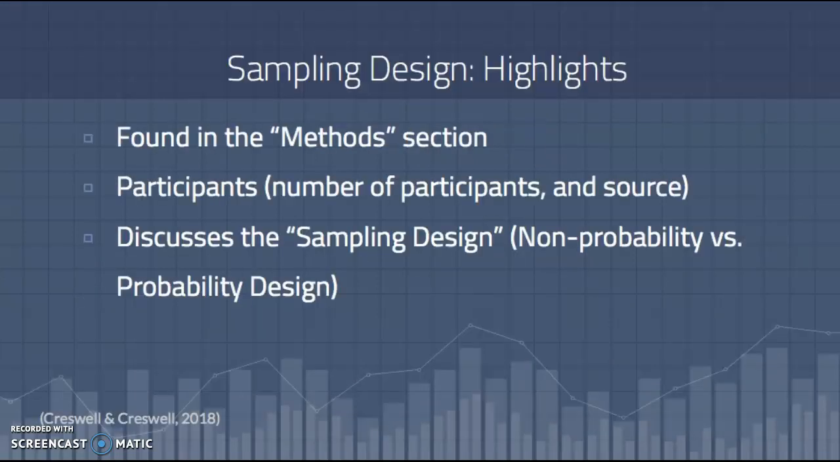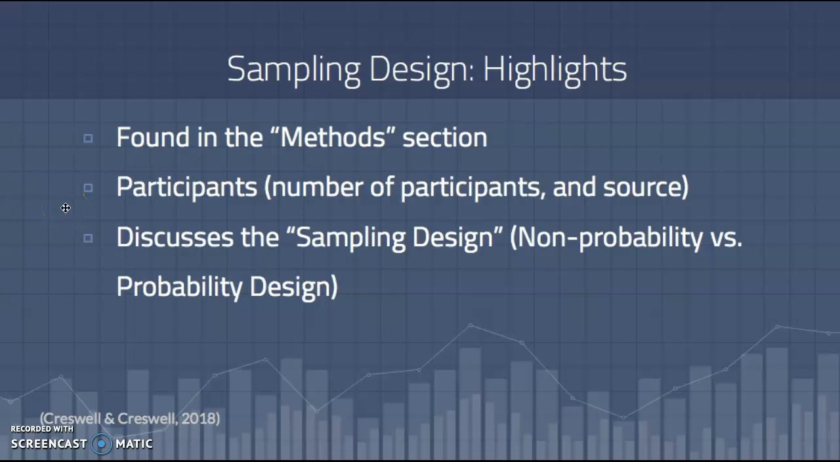You're going to be looking for sampling design within your research. So when you look, you should go straight to the method section because that's where sampling design is usually placed. And you'll know this because the first thing they'll do is talk about the number of participants and where they received those participants. So who are the participants? The participants are the people that the researcher wants to make assumptions about.